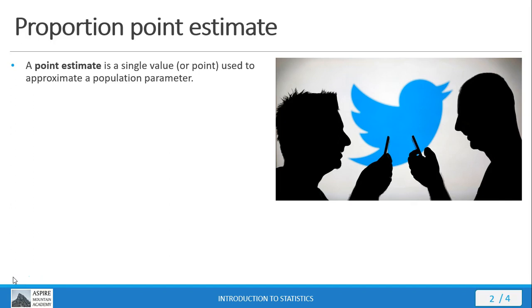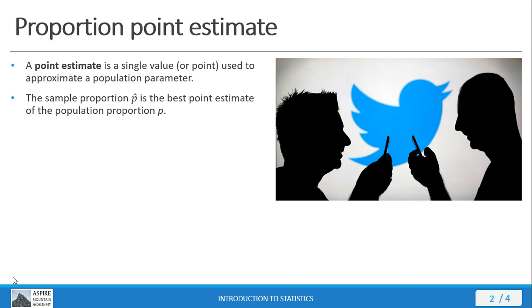So a point estimate is simply a single value or a single point. You could say it's a point in a data set used to estimate a population parameter. When it comes to proportions, the sample proportion is the best point estimate of the population proportion. If you think about what we've learned in previous mini lectures, this should make some sense.